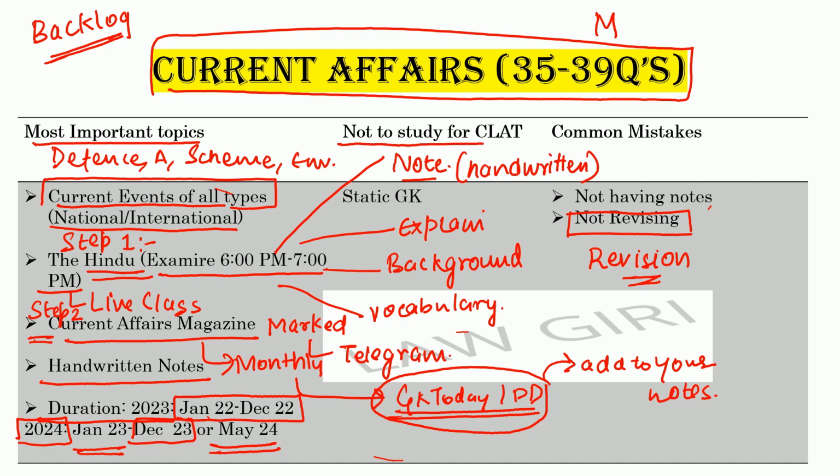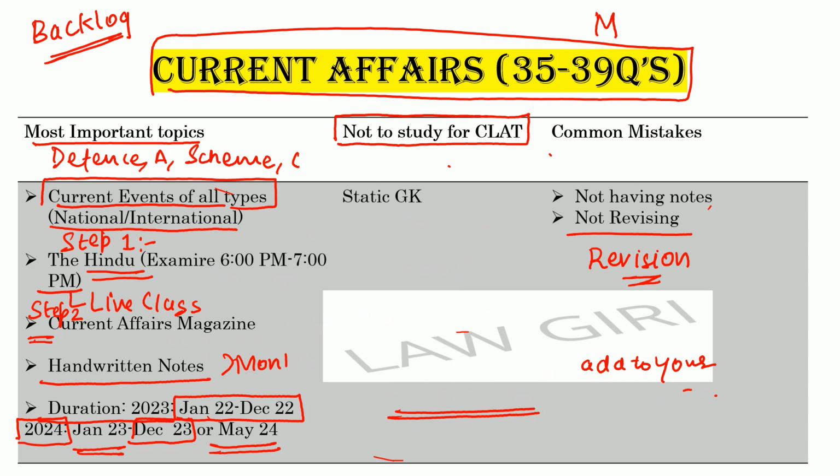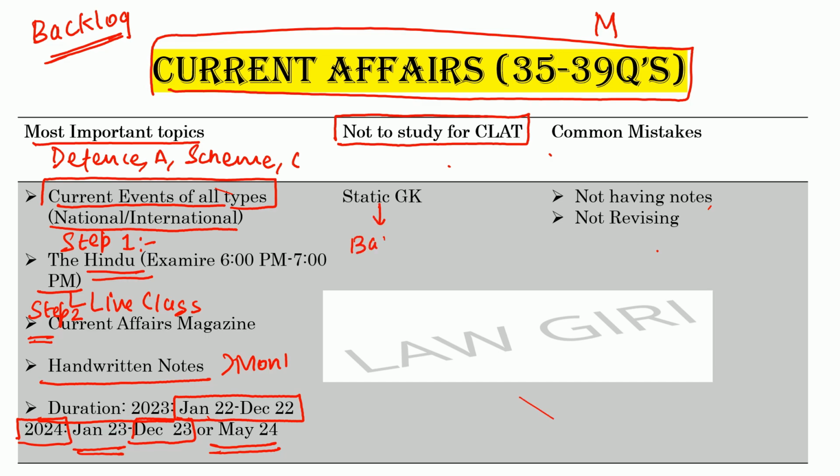Now, what not to study for CLAT. This is very, very important. Static GK is not required. History, geography, Lucent's GK, Pearson's, no, nothing. What is the CLAT consortium saying? The CLAT consortium is saying they can ask questions from the background of current events. Okay? Background of current events they can ask.